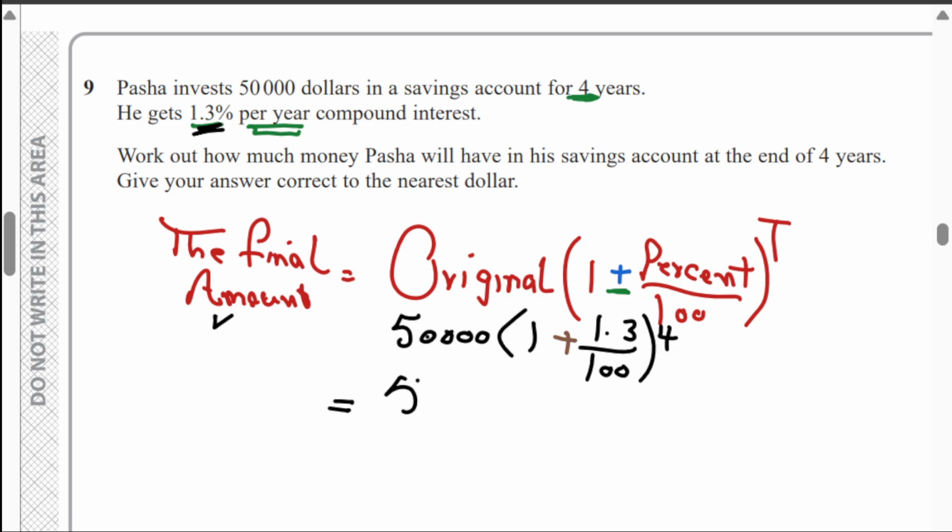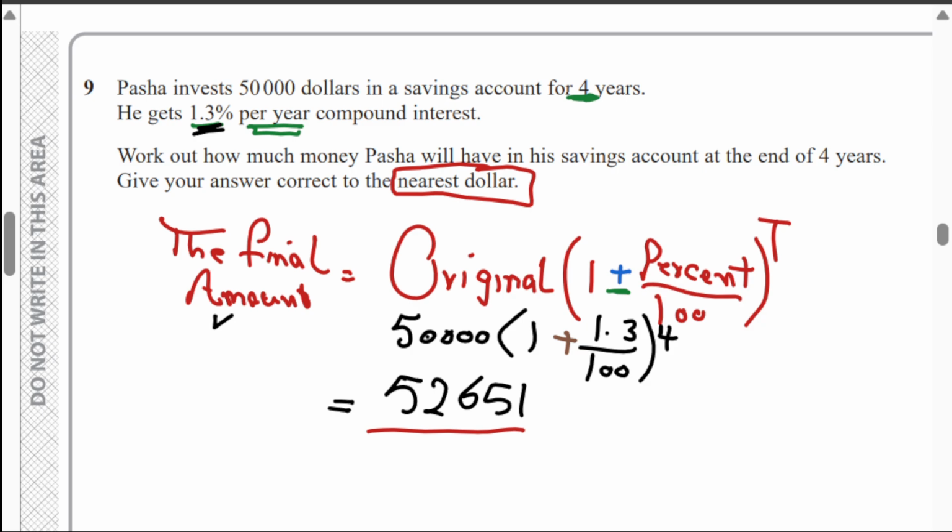It gives you 52,651.1408. The question though said give your answer to the nearest dollar. So it's just 52,651.